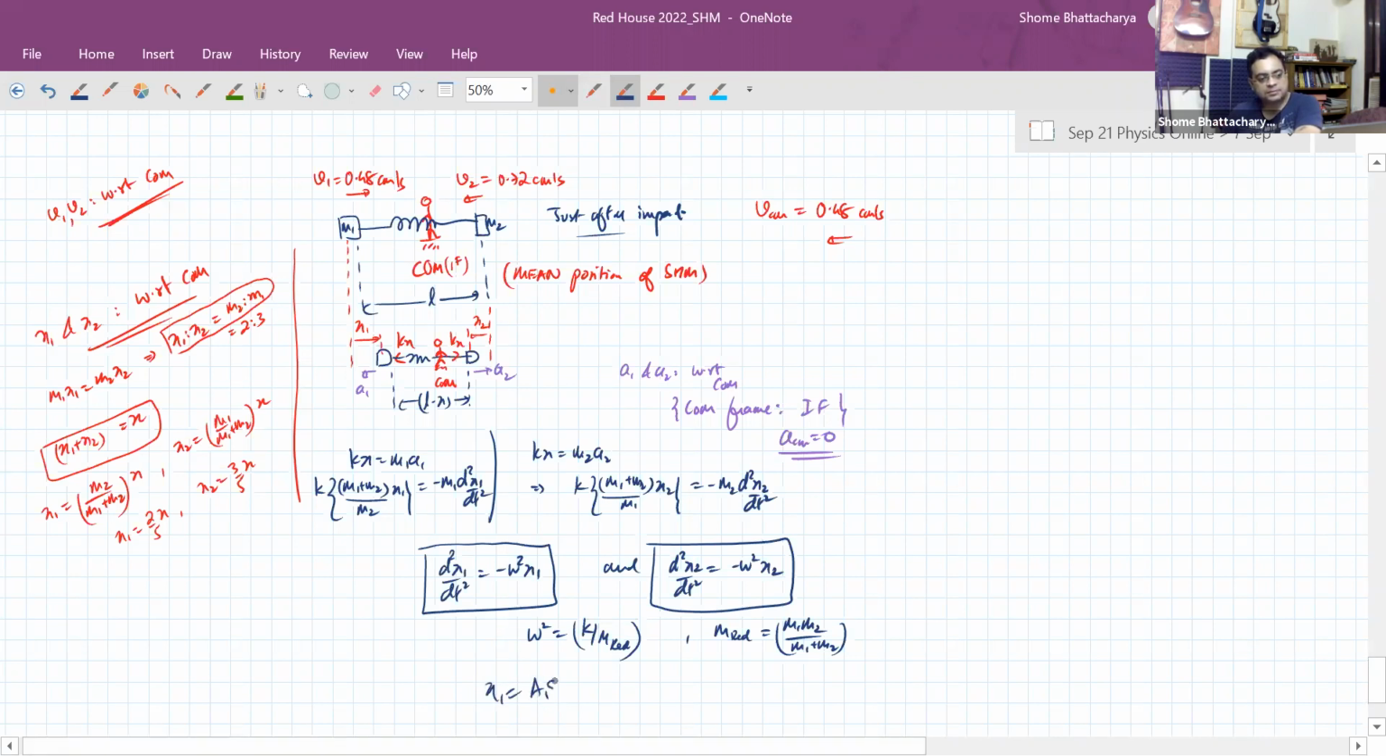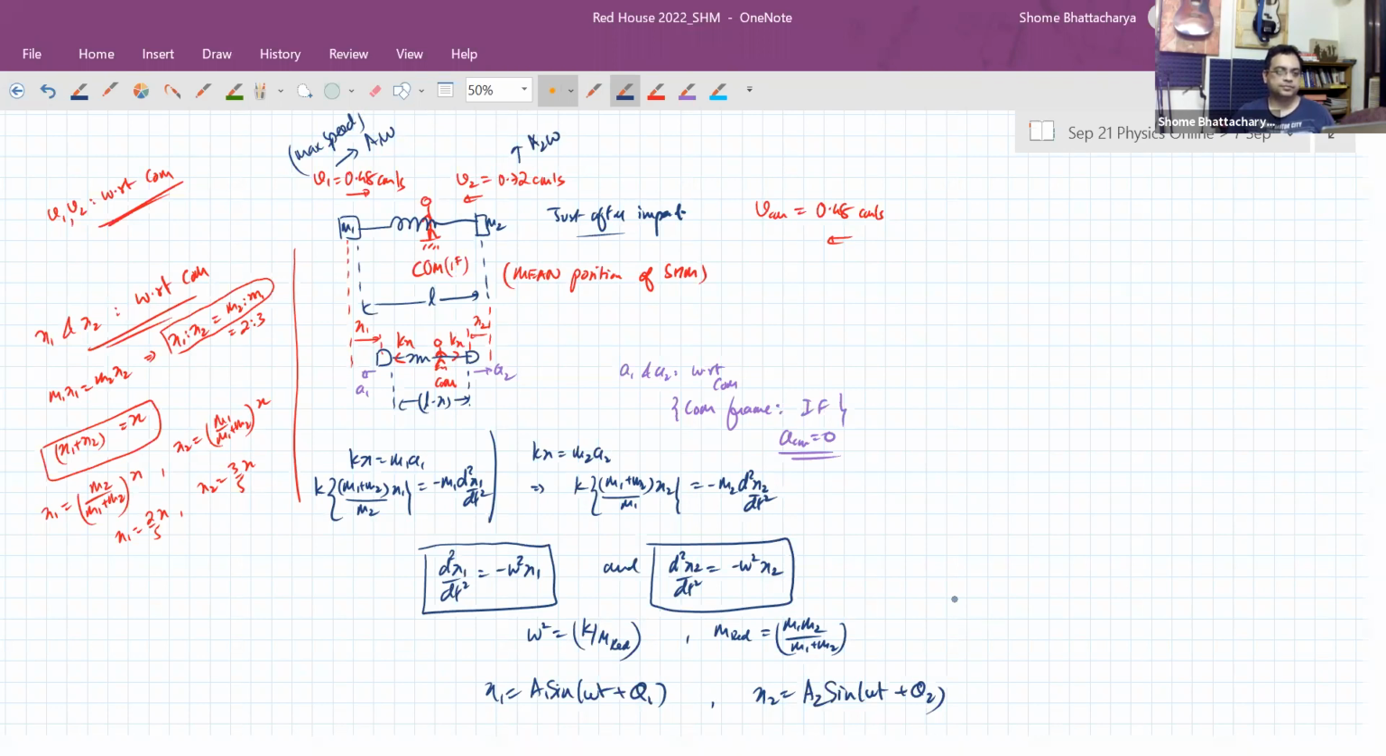So x1 is some amplitude into omega t plus some phi 1, and x2 is some amplitude. Now it's very easy to find these amplitudes and phase constants because I know the velocities. So this velocity that is there is actually A1 omega, because it's the maximum speed, because it's at the mean position. And this velocity that is there is A2 omega. So from that I can find A1, A2. I don't even need to apply work energy or anything like that. So that is where the tricks come in over here.